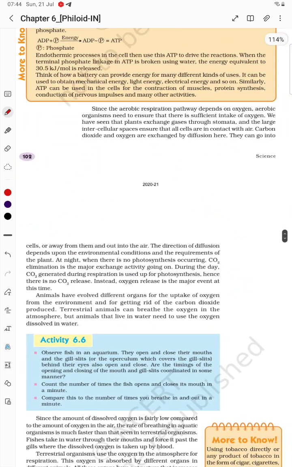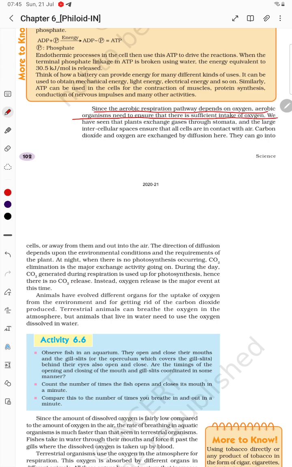Some aerobic respiration pathways depend on oxygen. Aerobic organisms need to ensure that there is sufficient oxygen taken in.